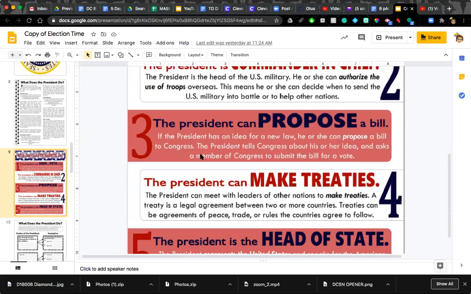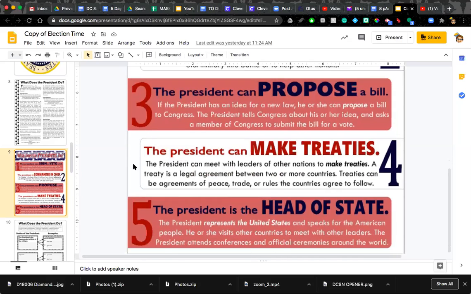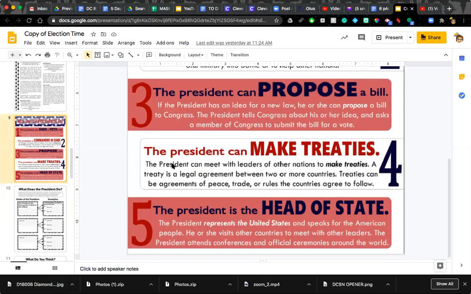He can propose a bill. If he has an idea for a new law, he can propose a bill to Congress. He can tell Congress about his idea and ask them to submit it for a vote. He can't make them, but he can ask them to.